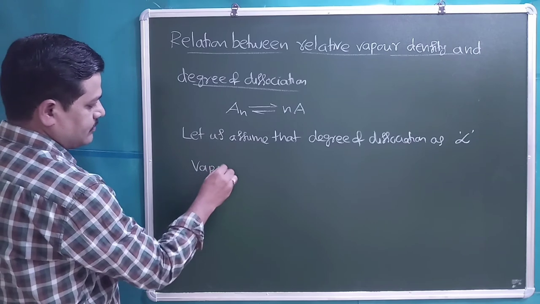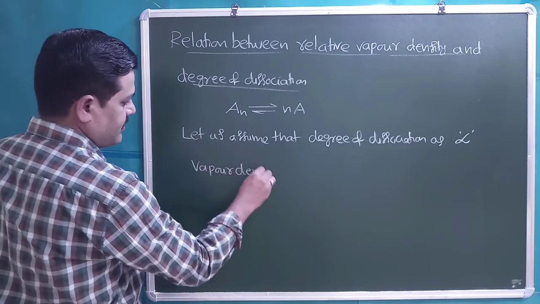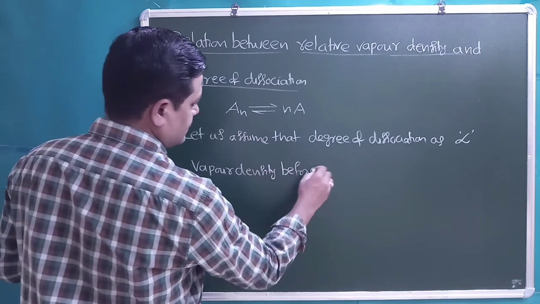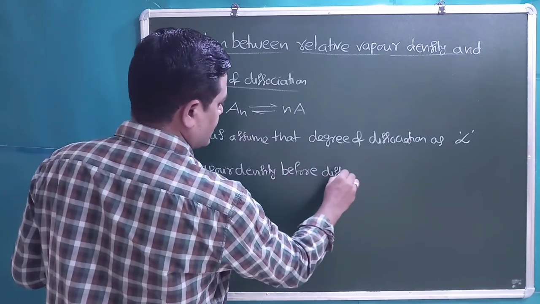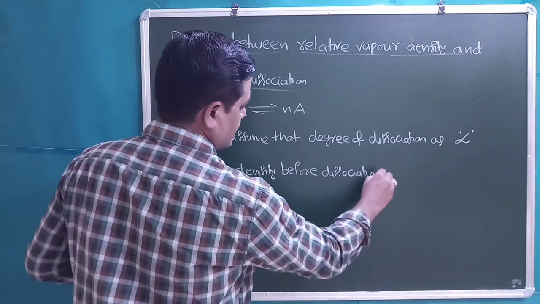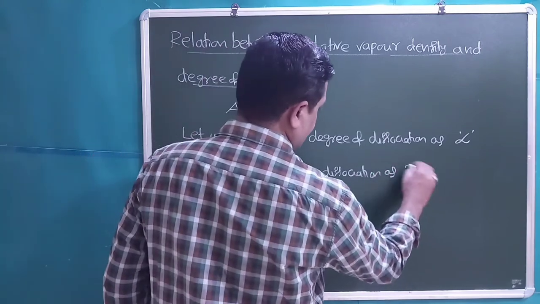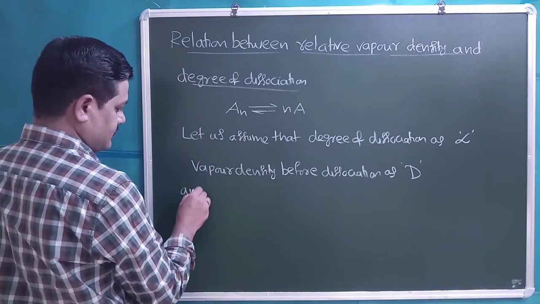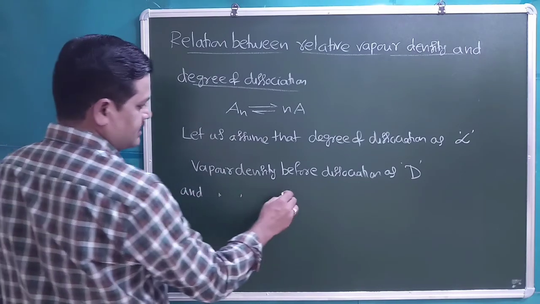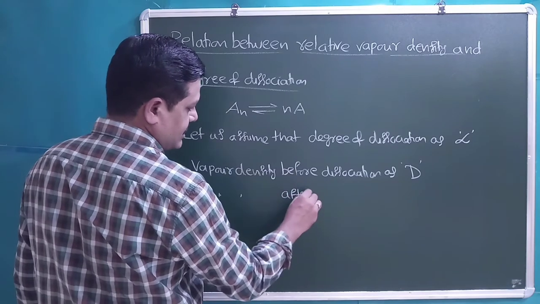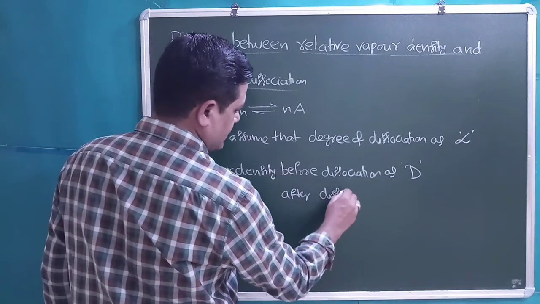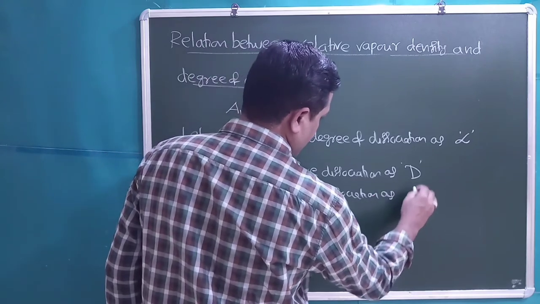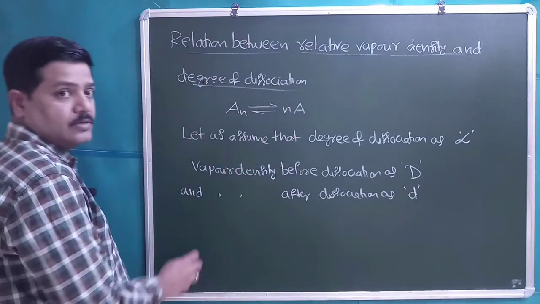Vapor density before dissociation as capital D, and vapor density after dissociation as small d.